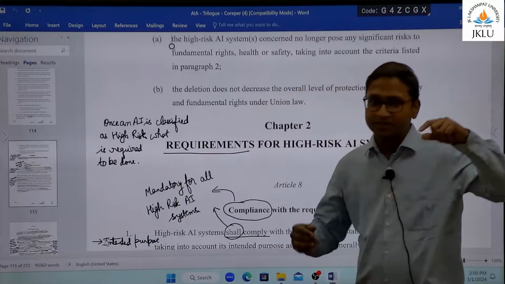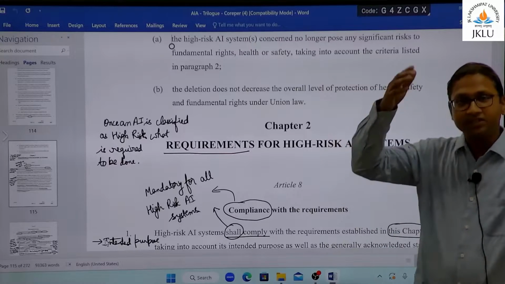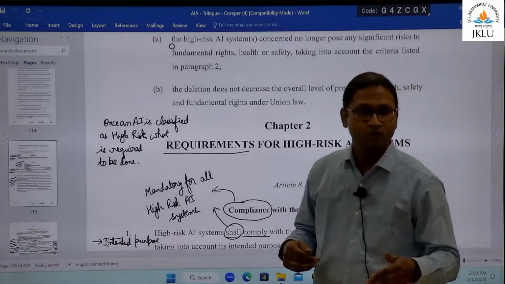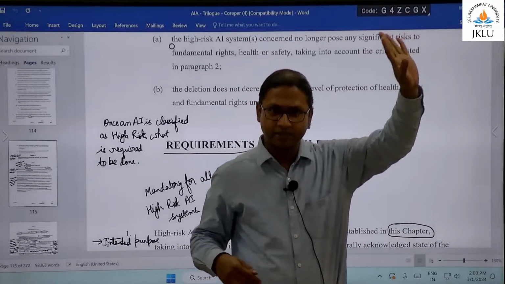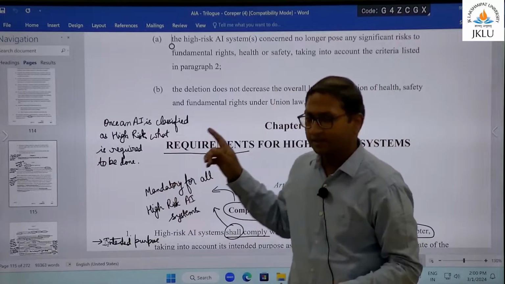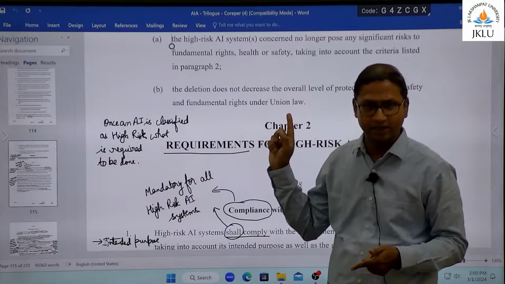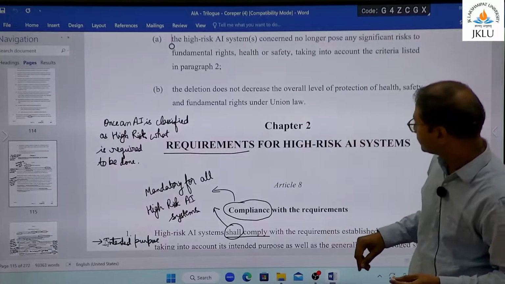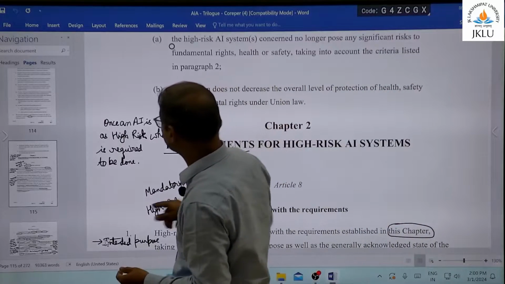So titles are basically, each title is subdivided into chapters. The first one was just an introduction kind of thing. The second one was prohibited AI, and title 3 is high risk AI. In that high risk title, chapter 2 is requirements for high risk AI systems.